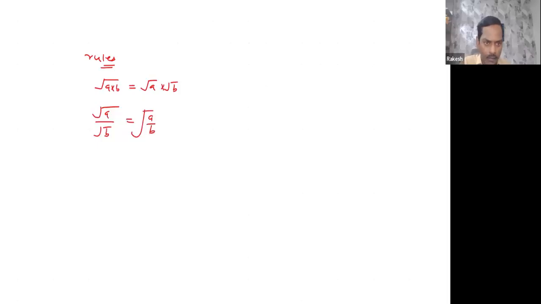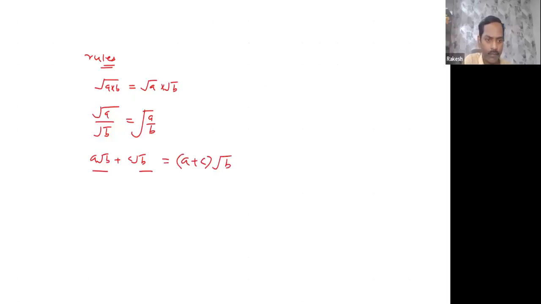If I have a under root of b plus c under root of b, what is happening is that the under root portion is the same, right? Other than that, a and c are different. So it can clearly be written as a plus c multiplied by under root of b, right?